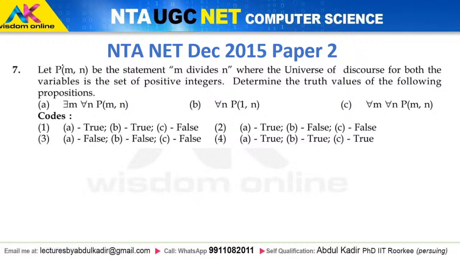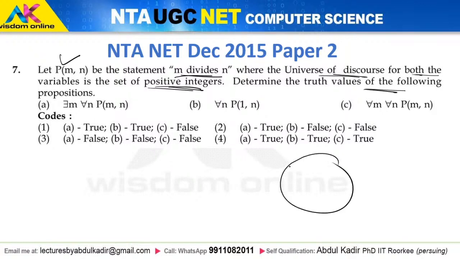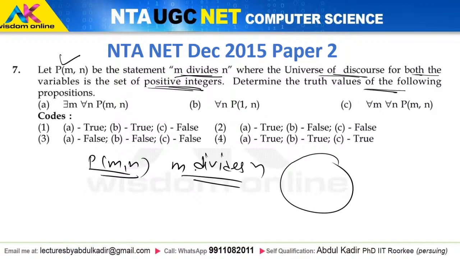What is this? This is P(m,n). P(m,n) means m divides n, where the universe, the domain, of discourse for both the variables is the set of positive integers. Determine the truth value of the following propositions. See, basically he has given that P(m,n) means m divides n. This is the meaning of P(m,n).